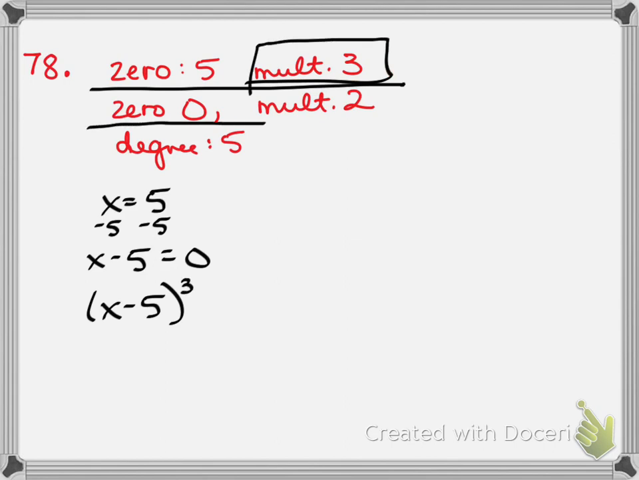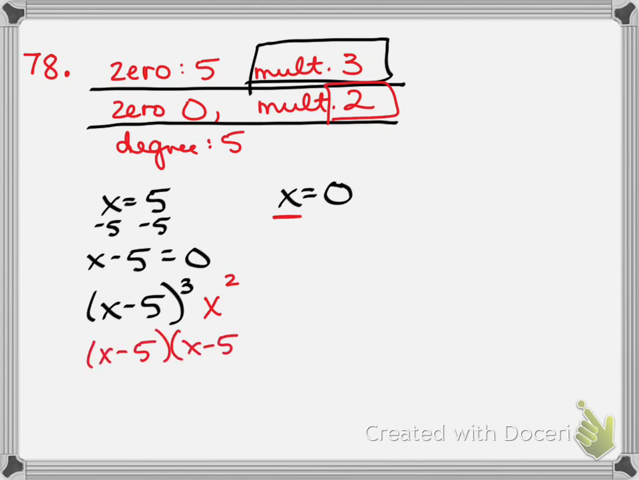Now we'll do the same thing with the other zero. x is 0. It's already equal to 0, so this is the factor. So it's times an x with a multiplicity of 2, so x squared. I don't know if they want us to multiply this all the way out or not. I guess they probably will. So we'll do x minus 5, x minus 5, x minus 5, and x squared. We're going to FOIL these two together.